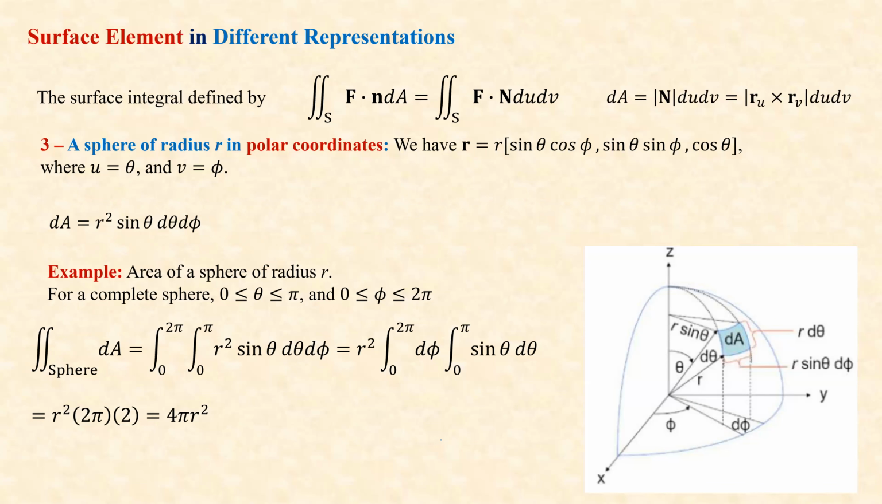Why does theta only go to pi? Because to cover the whole sphere, you just need to go in the vertical direction, up and down, you go from North Pole to South Pole. And for every point, then go around the circle to complete the sphere. Got it, thanks. You're welcome. Any more questions? All right.